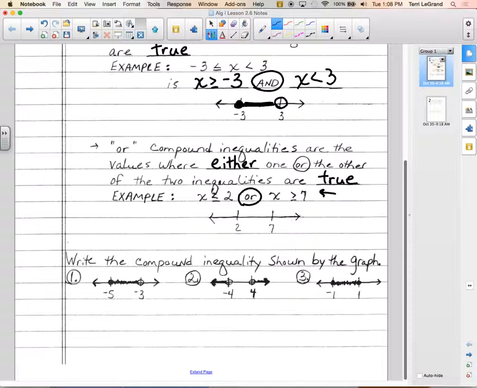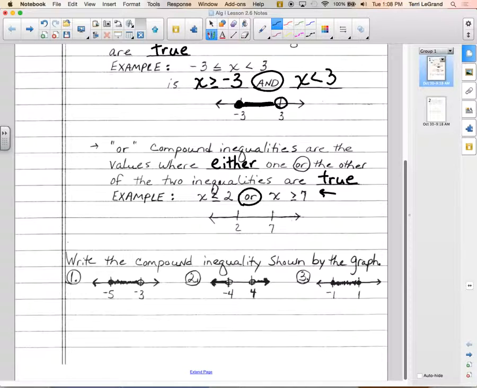Okay, give me some examples of numbers that you think are solutions to this one. Christian? 7.01. Okay, why? Because it's 1/100th greater than 7. Oh, okay, but it's not less than 2. Doesn't matter.